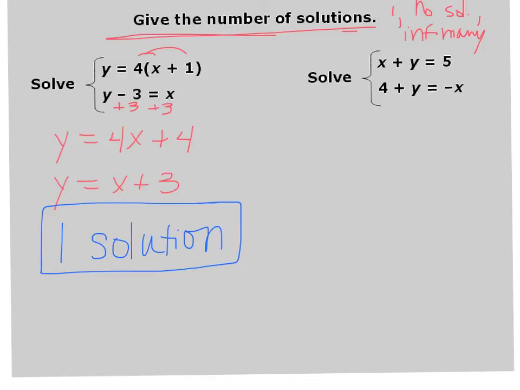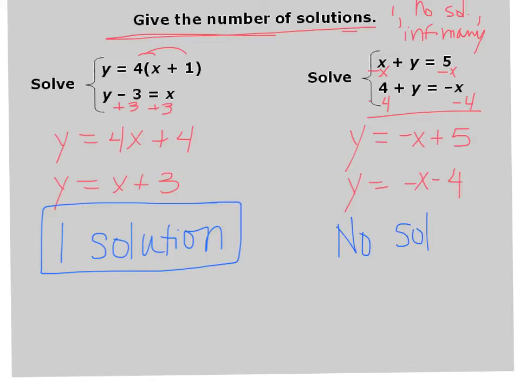And then let's see, we would take away x on the top. And there's that equation. And for the bottom one, we would take away 4. And then in this example, we have slopes that are the same, they're both -1, and y-intercepts that are different. So this time we have parallel lines. So we have no solution.